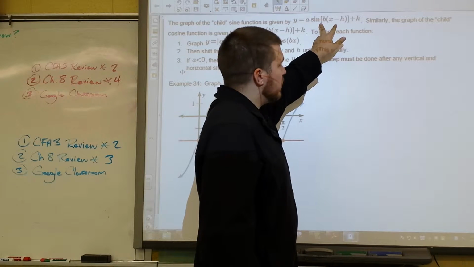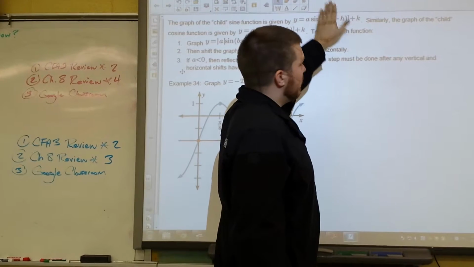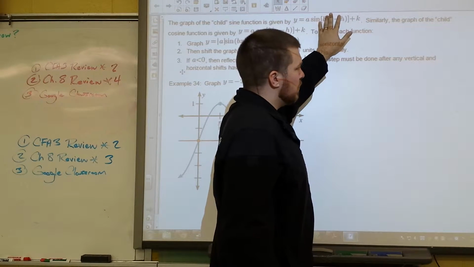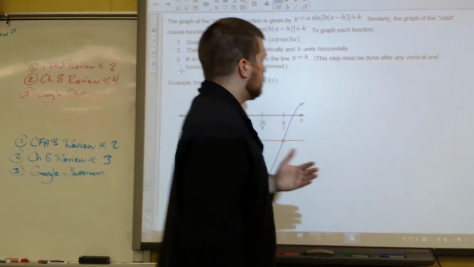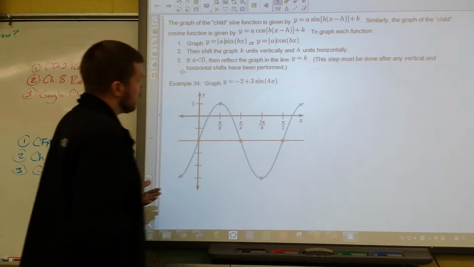Now, you see I have square brackets around here. You can do that in your calculator, or you can do double parentheses. It doesn't matter, but you have to have all of this inside these double parentheses to make it work. Same thing with the cosine function. Okay, so just be sure you're using the appropriate one.